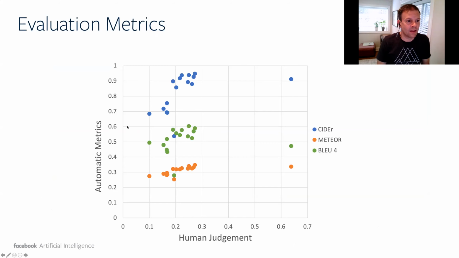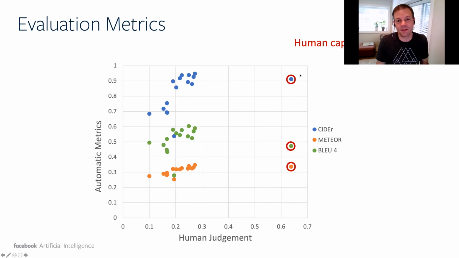What you'd expect is that as the automatic metrics get better, on the vertical axis, the human judgment, which is basically humans coming in and saying, are these captions good or not, should also increase. So you should see a nice positive trend here. What you'll notice is that it's kind of all over the board. There's a little bit of a trend here, but not much. And then you have this crazy outlier over here. Any idea what that is?